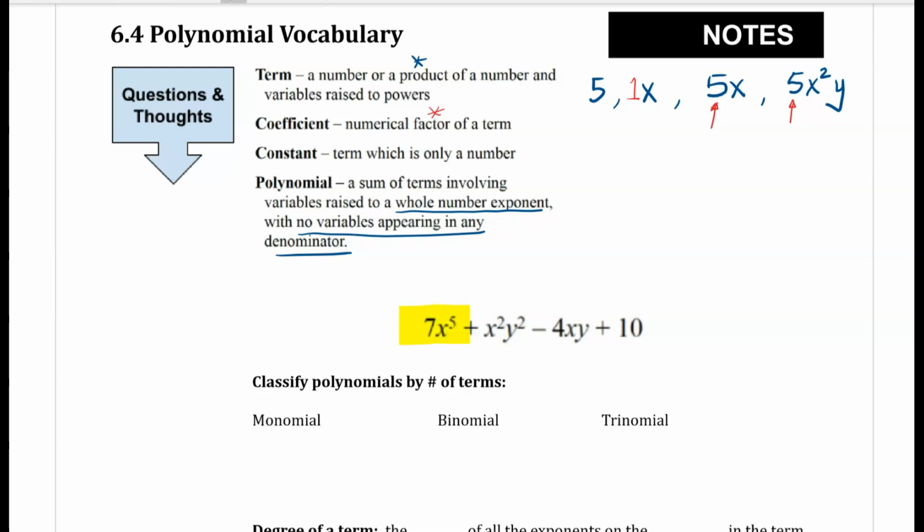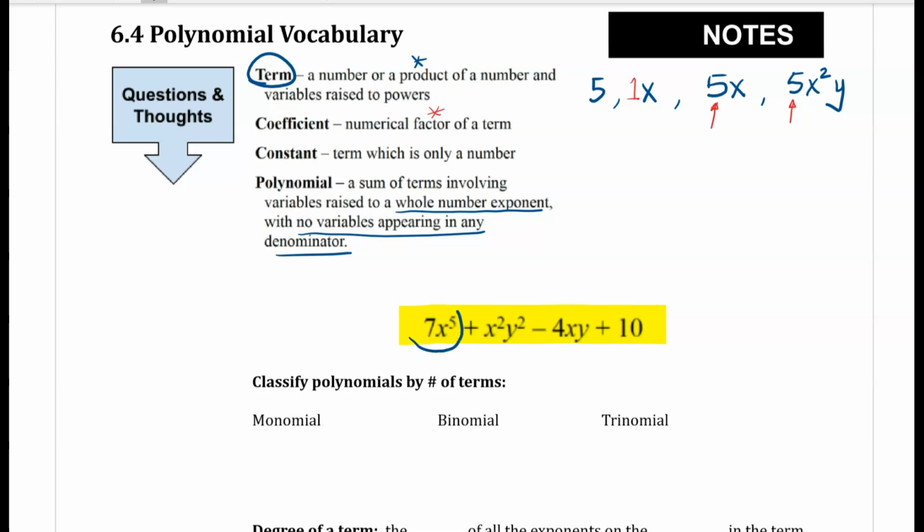The expression that you see here is a polynomial. Remember that poly means many, so we have many terms in this polynomial. Now, it's not required that you have many terms. You could have just one term or just two, and we'll talk about that in a moment. First, let's pick out the terms in this polynomial. I'm going to circle each term.